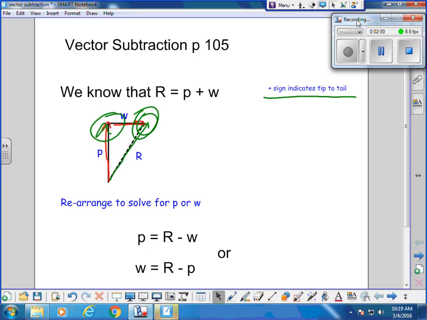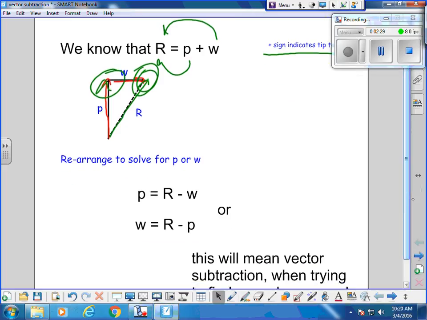Okay, so we rearrange this, R equals P plus W, to solve for either plane or wind speed. If you're solving for the plane vector, you take the W to the other side, it becomes negative, and you get plane is equal to R minus W. Or if you're solving for wind, then you take the plane over, and it becomes negative, and the wind is R minus P. In other words, these are vector subtraction questions.